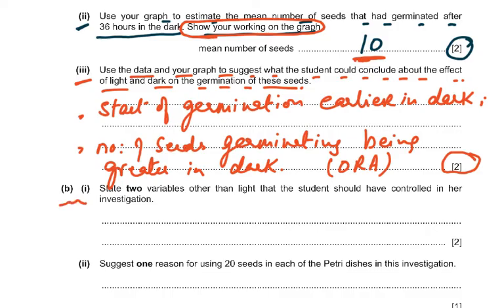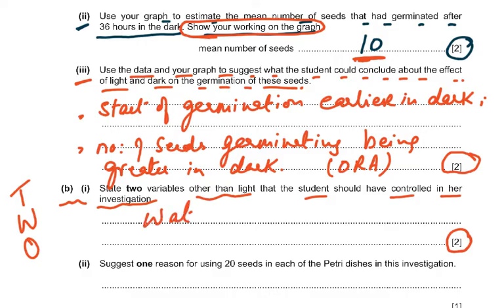Now coming to B1: state 2 variables other than light that the student should have controlled in her investigation. And this is 2 marks. Always look at the marks first. Now this is water, temperature, and the same type or the same species or the same age of the seeds. And as you know, when I teach you this practical, I tell you the factors necessary for germination are temperature, water, and oxygen. So water and temperature could be 1 point. No, there are 2 separate points. I'm not saying they're 1 point. They're 2 separate mark scheme points.